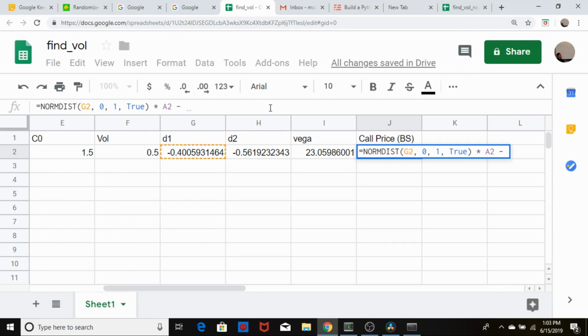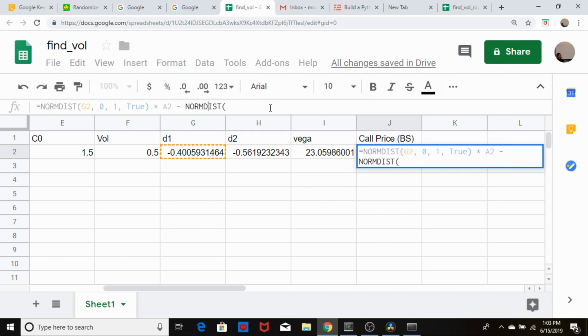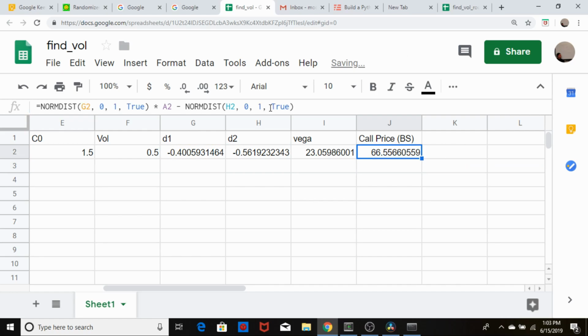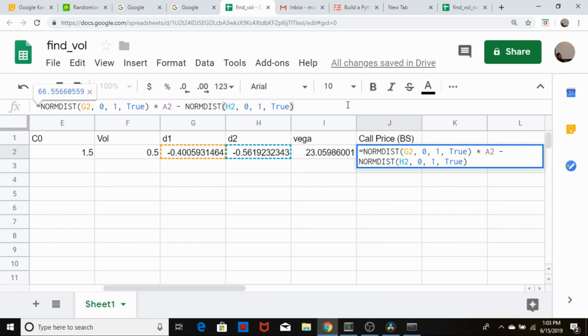So here we're going to do norm dist again. D2 is H2, 0 mean, 1 standard deviation. This is true again. And then we need, what do we need? We need the strike price, which is B2 times EXP minus the risk-free rate, which is, where is the risk-free rate? That's just moving my cursor around. So let me just do that.